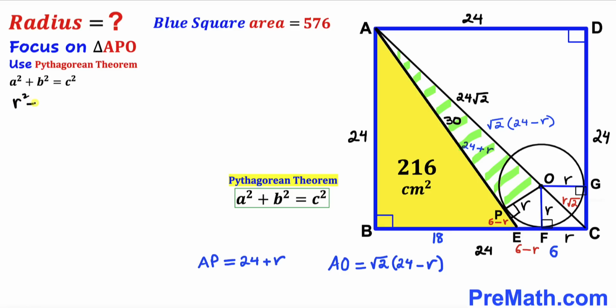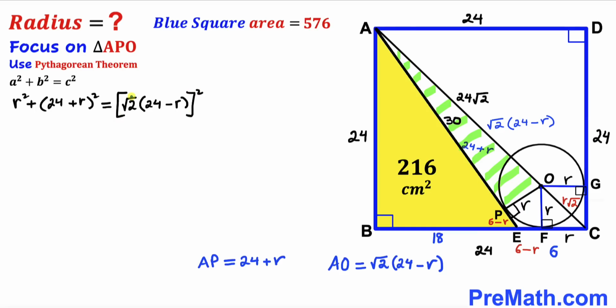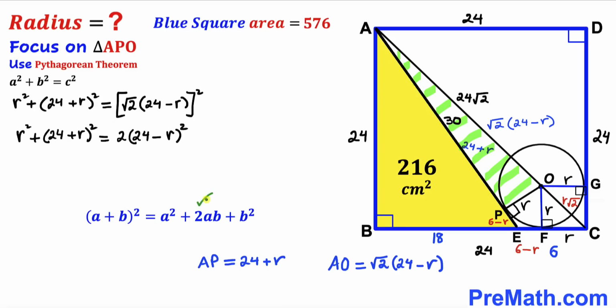So we got r squared plus (24 plus r) whole squared equals square root of 2 times (24 minus r) whole squared. And now we can see this square and square root cancel each other, so we end up with 2 outside, as you can see in this next step. And now let's recall this famous identity: (a plus b) whole squared could be written as a squared plus 2ab plus b squared. We are going to apply it on the left hand side of this equation.